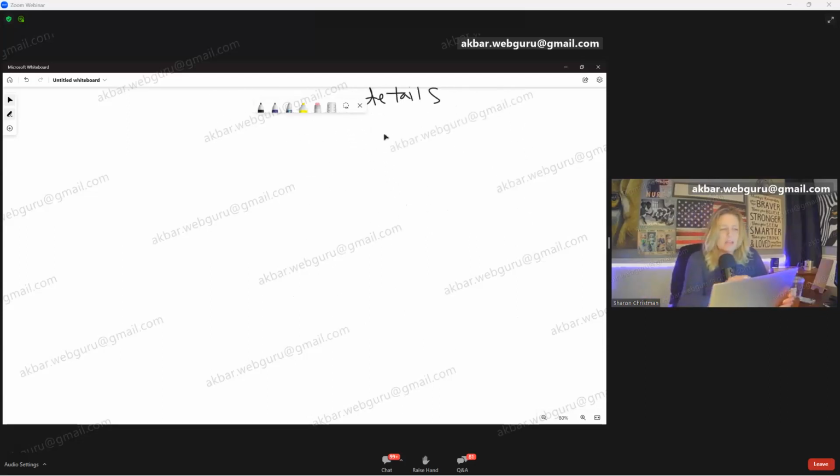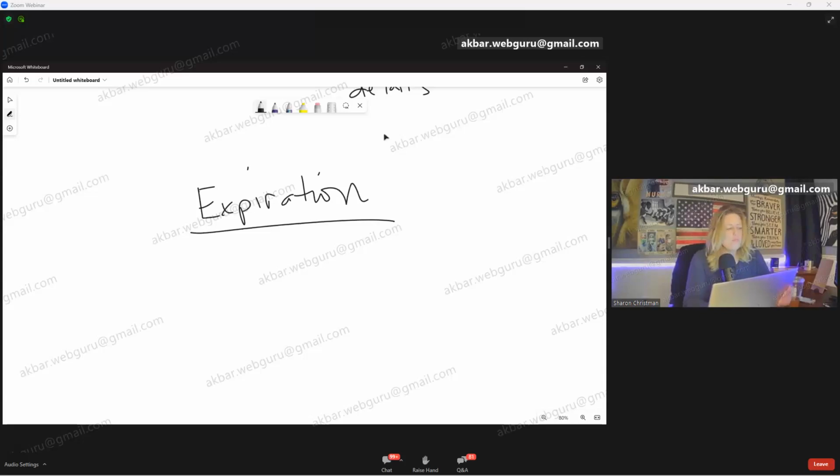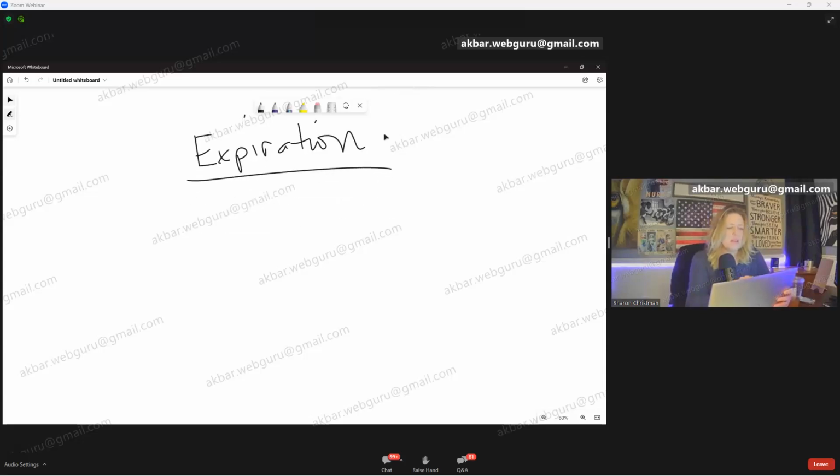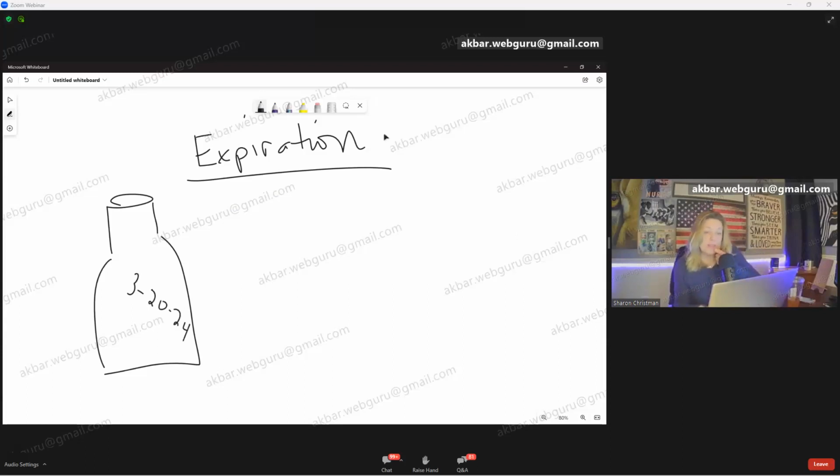All right, check the expiration date. Here's what that means. You look at the insulin bottle, and usually the expiration date is pretty far away. So let's see, today's 1/21/23. Let's say you check the expiration date and it says 3/20/24. Okay, that's over a year away, right?